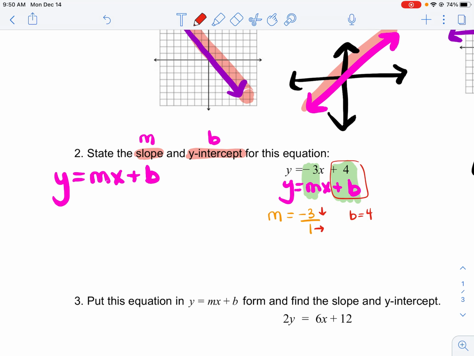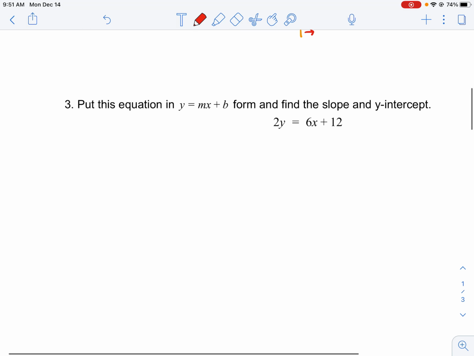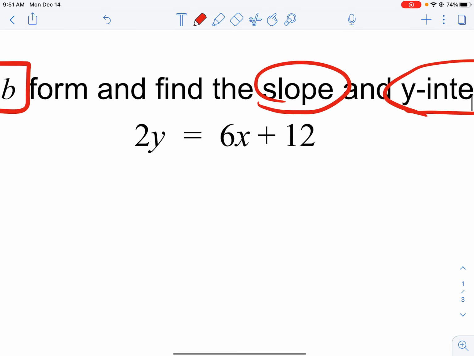Again, feel free to pause the video at any point to quiz yourself on ones like these. But if we look at number 3, this one is quite a bit more difficult. I gave you guys a clue here: put this in y equals mx plus b form, and find the slope and the y-intercept. If we look at this problem, y is not by itself. We have something we need to do.